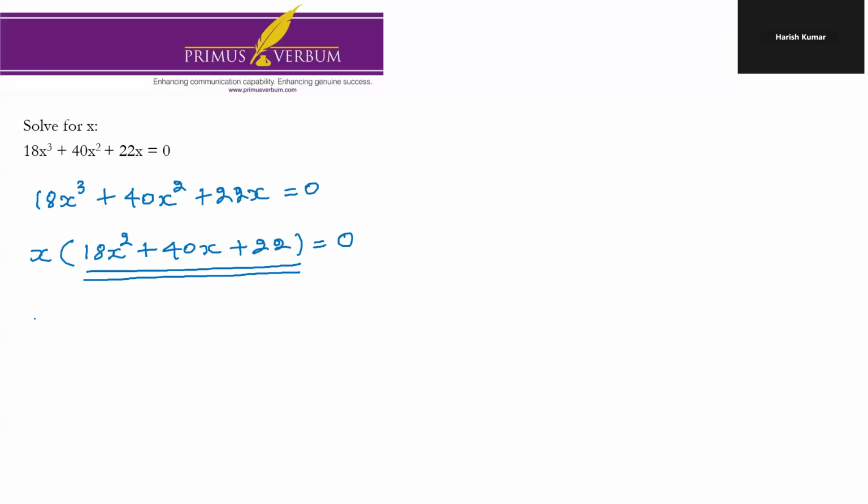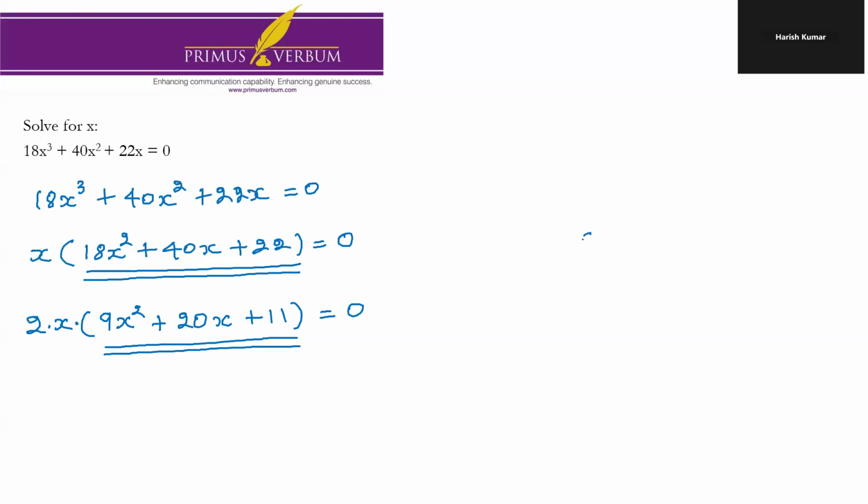So I can pull out a 2 here. Already I had pulled out an x, now I'll pull out a 2. So this will become 9x squared plus 20x plus 11. I have pulled out 2, which was the highest common factor among the coefficients, and I get this new quadratic, which is just the previous one divided by 2. It's just half of it. Okay, now what do I do?